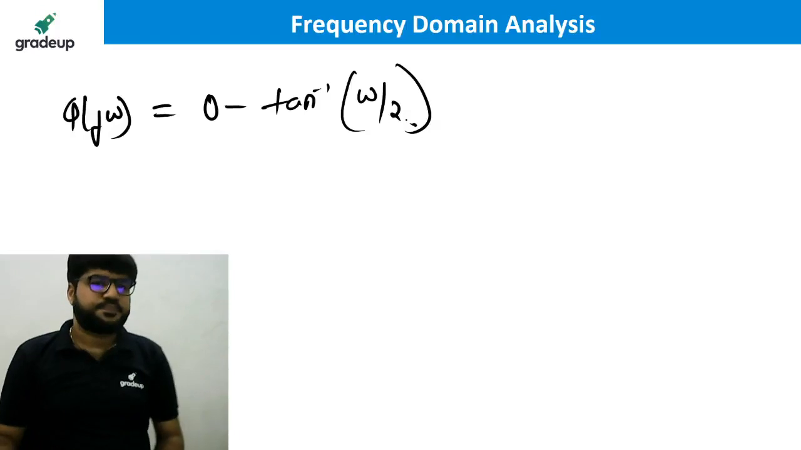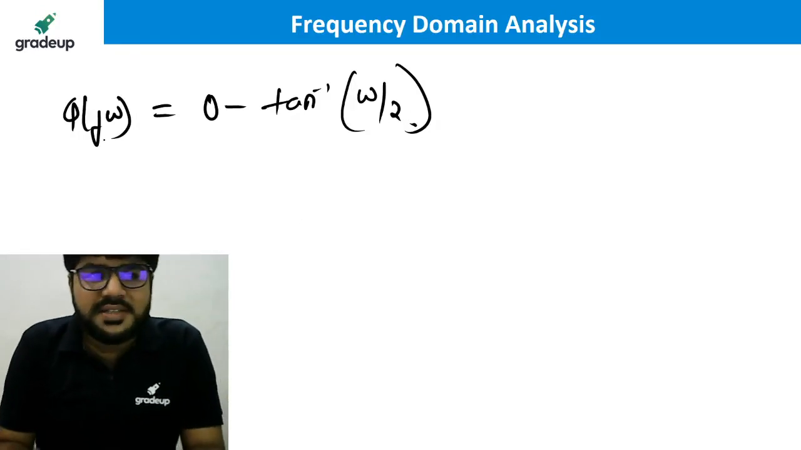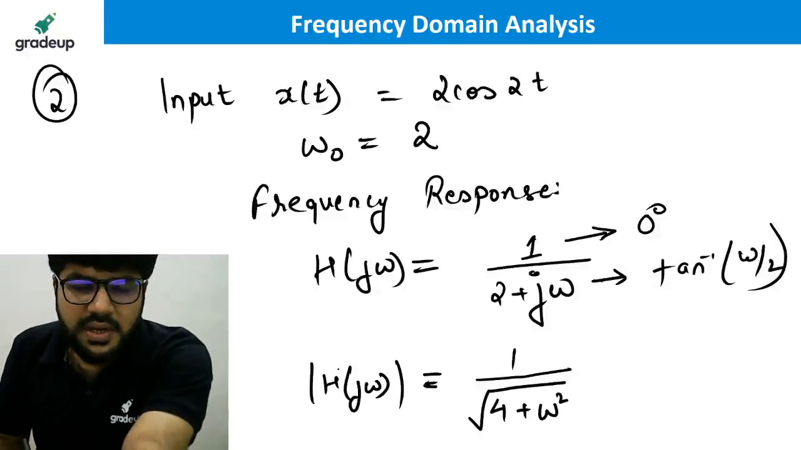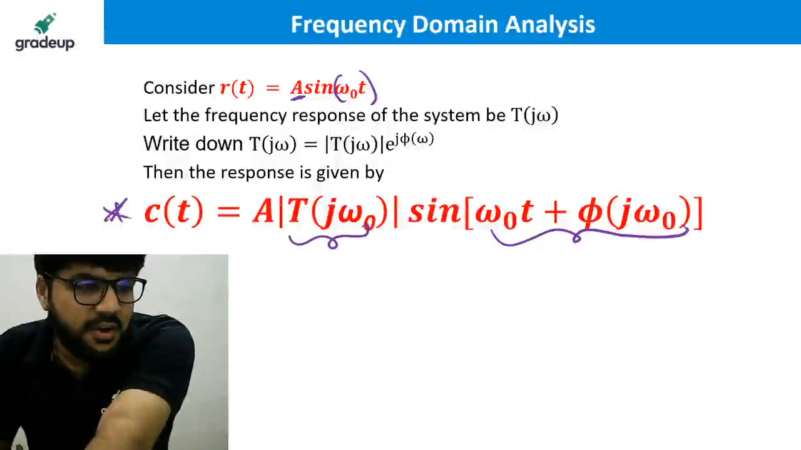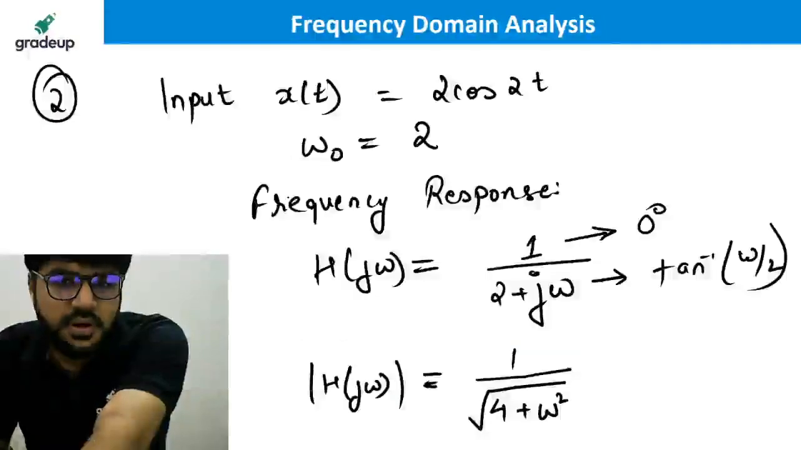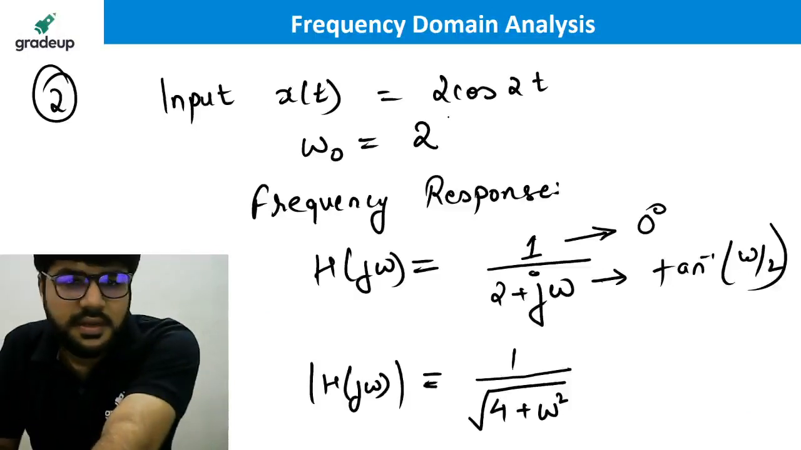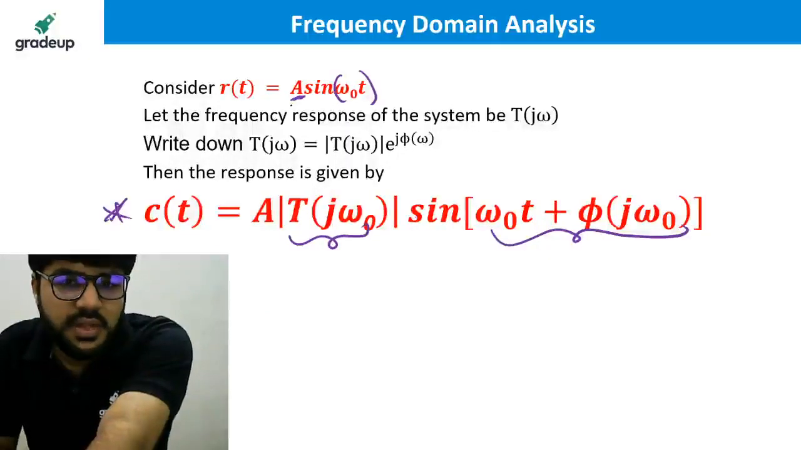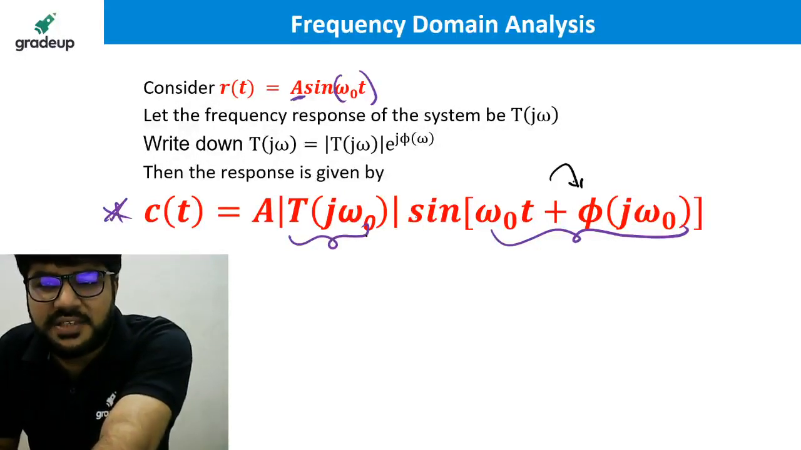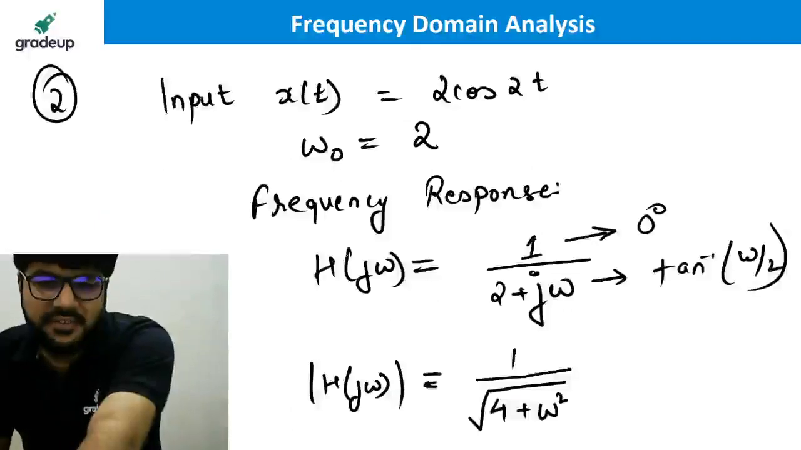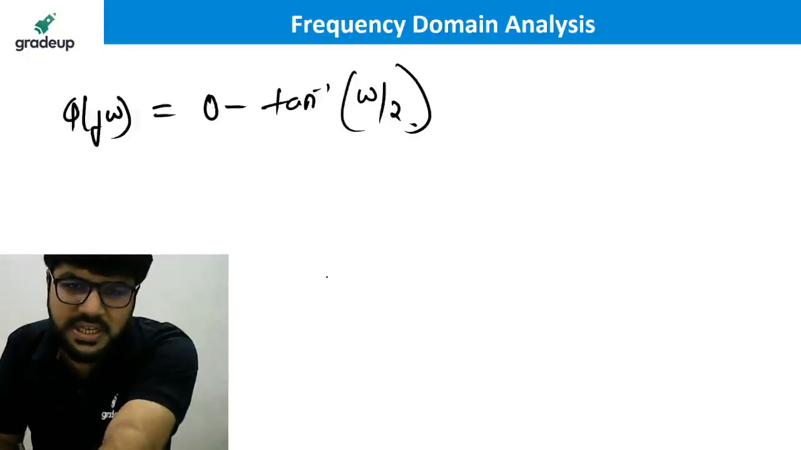Right. Now, what is the magnitude and phase? Look at this, what do I need to do? My final output is equal to the amplitude of the sinusoid multiplied by the magnitude of H(j omega naught), sine omega naught t, with the phase added with phi of j omega naught. So let me calculate. Here the transfer function is H.